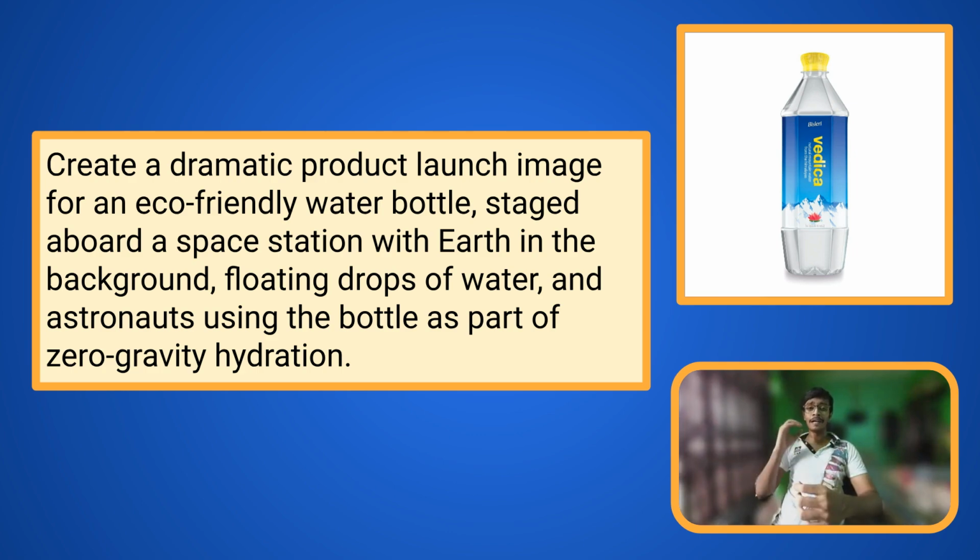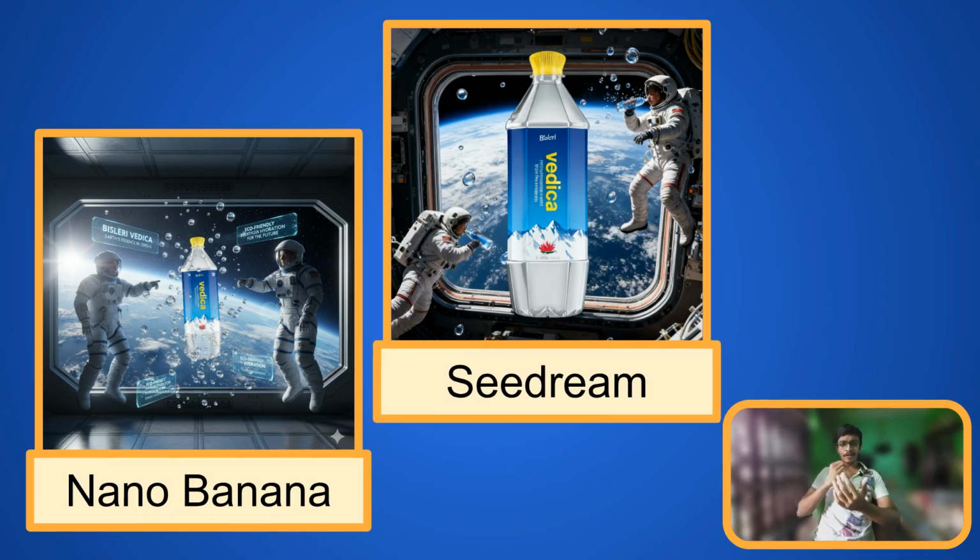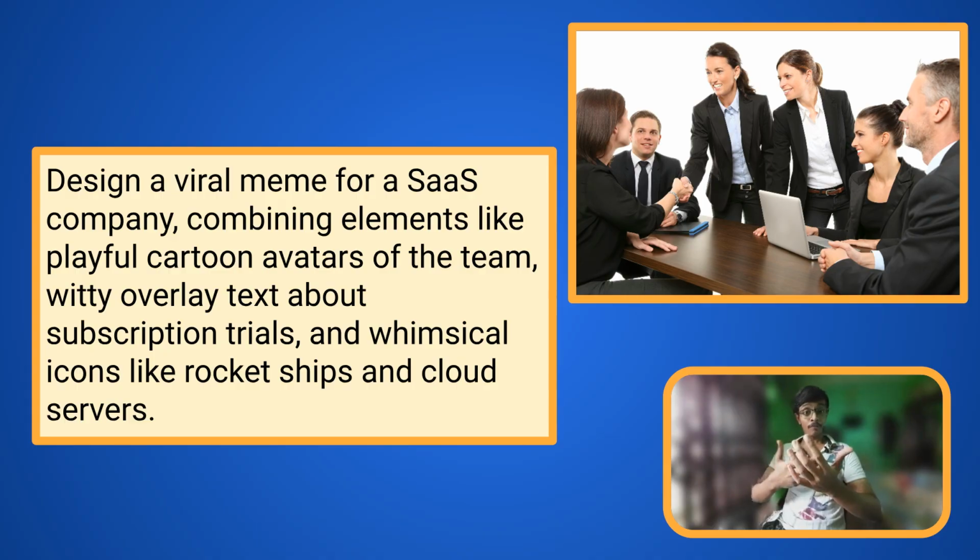For the second round, this is the prompt we used, and this is the bottle image we uploaded. So, let's see what they have generated. Pause the video and guess. Okay, I think Nano Banana takes it also, because in the image generated by Seedream, the product is not matching the background. And also in the background, the astronauts are trying to drink water wearing their helmets. So that's weird.